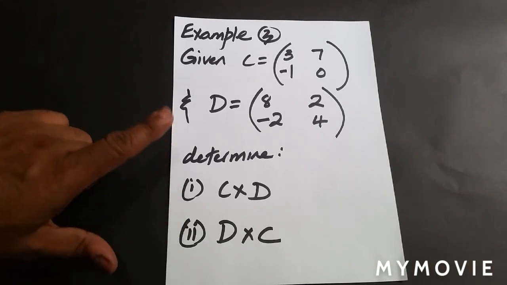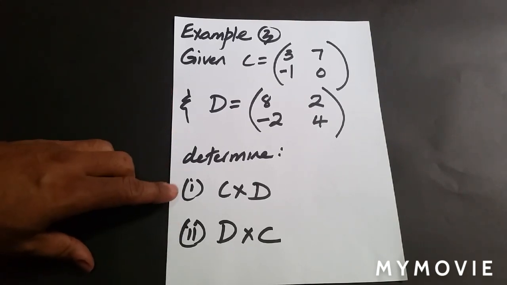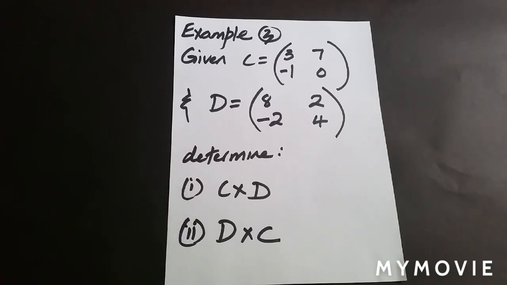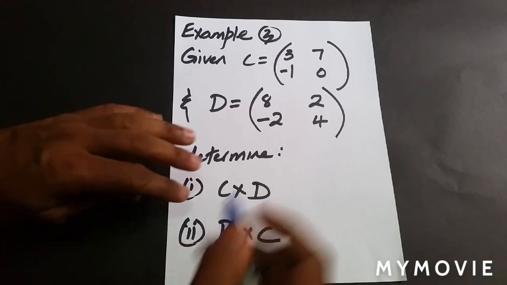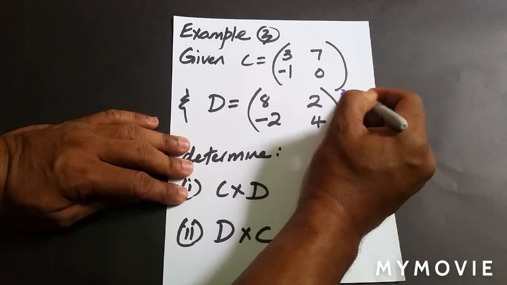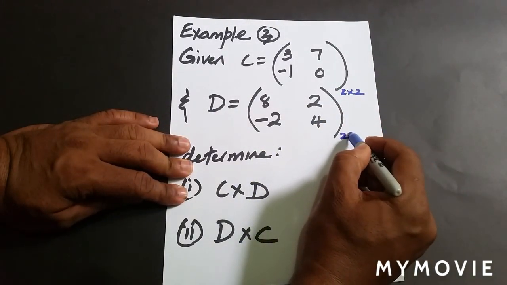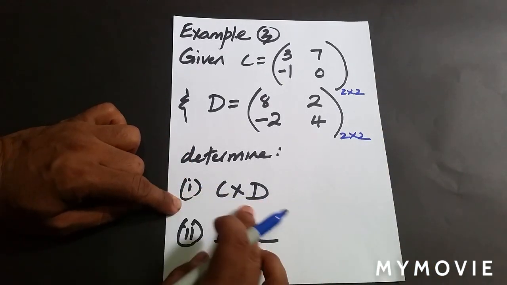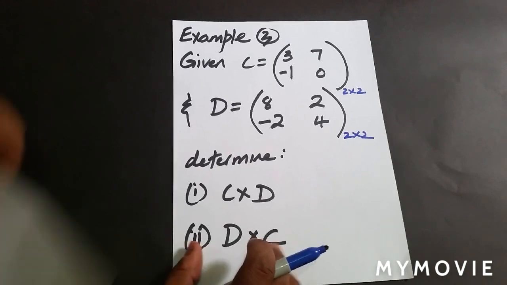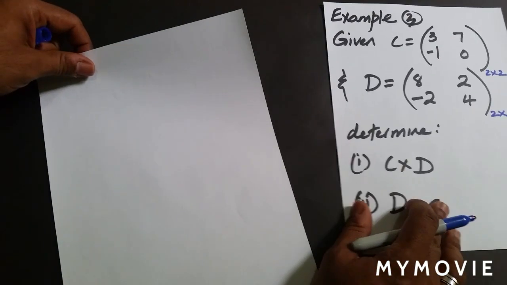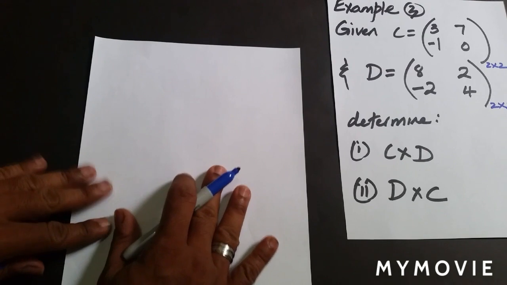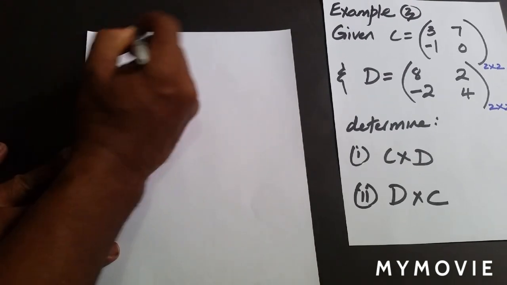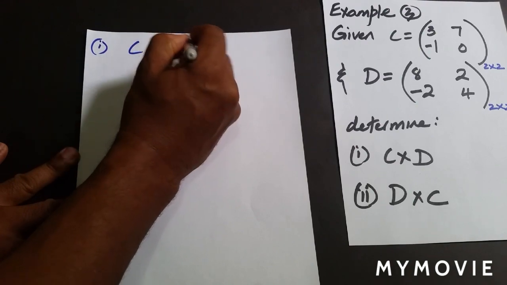Gentlemen, we're going to be looking at this example here, and we're going to be working part 1 and part 2. If you look closely, you'll see that matrix C is a 2 by 2 matrix. Matrix D is also a 2 by 2 matrix, and we're asked to find in part 1 C times D. So let's take a look at this carefully. Okay, so we're doing the solution. All right, and we're asked to find C times D.